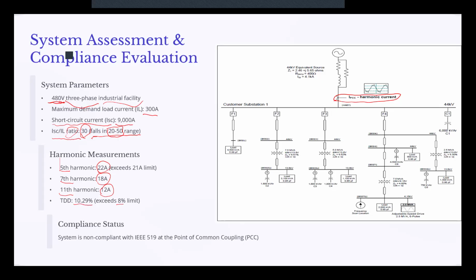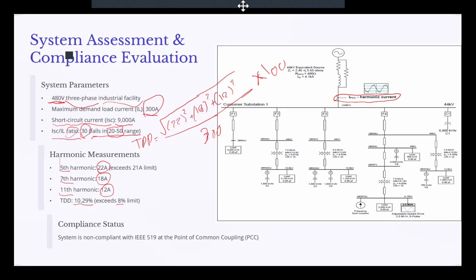But when we calculate the TDD for these harmonics, how do we calculate it? It is this equation. TDD is equal to the square root of the 5th harmonic, 22 squared, plus the 7th harmonic, 18 squared, plus the 11th harmonic, 12 squared. We add these, take the square root, and divide by the demand load current, that 300. If you calculate that, it is 10.29%. We multiply by 100 so we get a percentage.